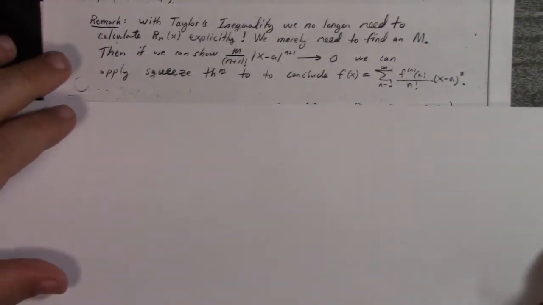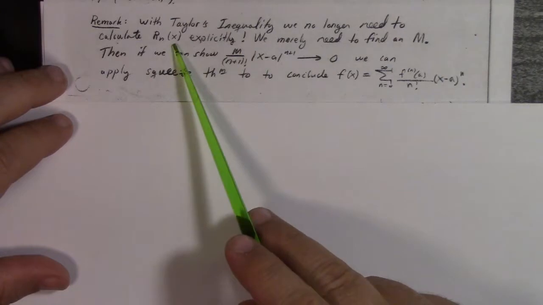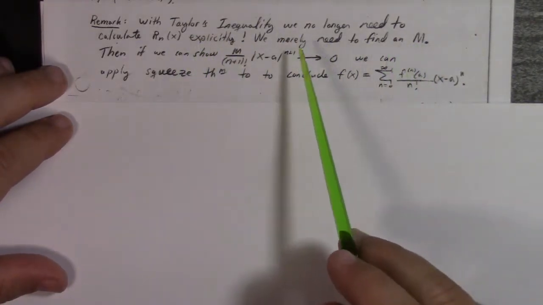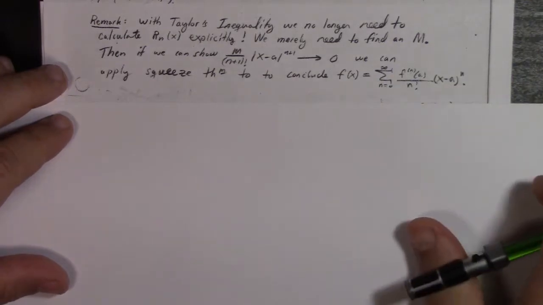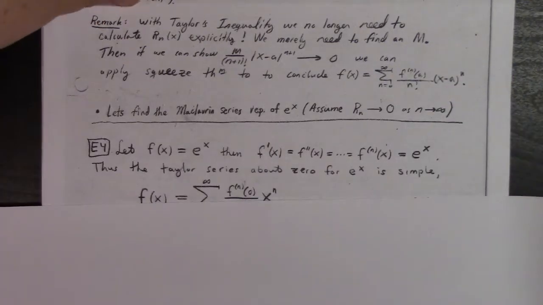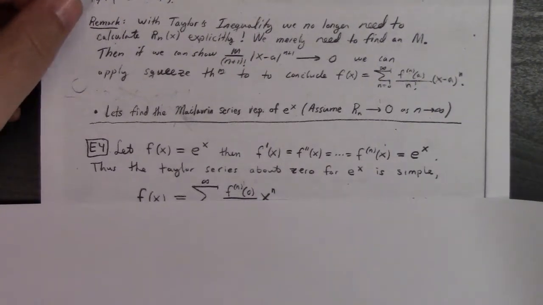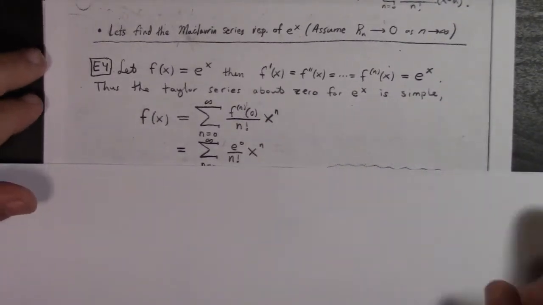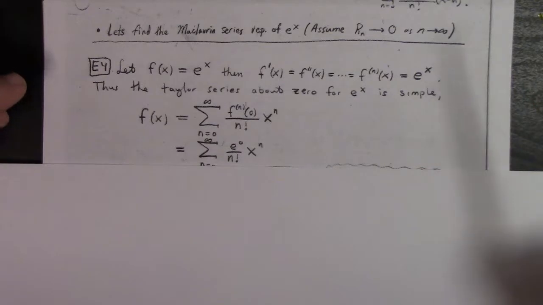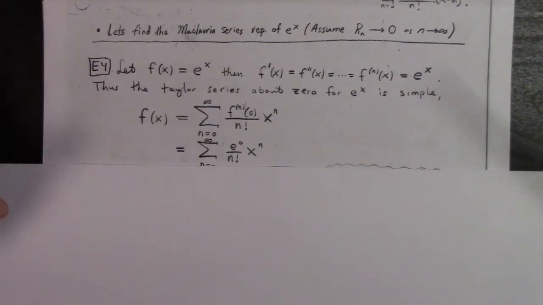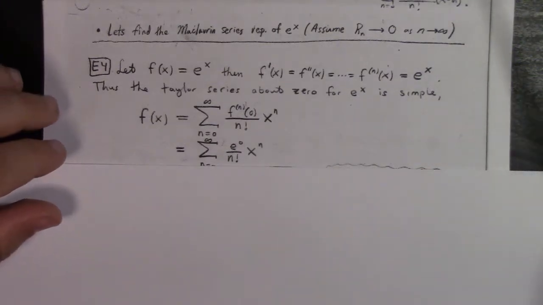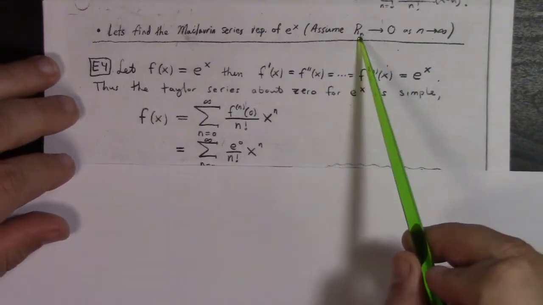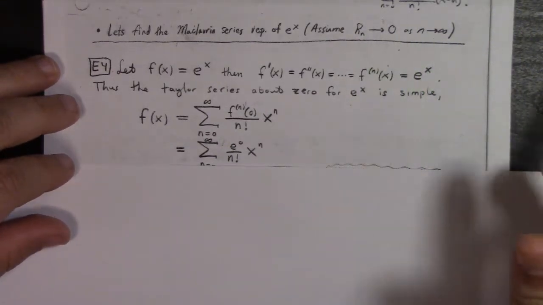So with Taylor's inequality, we no longer need to calculate Rn of x explicitly. If we can just bound the nth derivative, then we're off to the races. Anyway, we're not actually going to do that, and in fact, I won't usually ask you to do it either. What I'll say is I usually try to use language like, assuming the function has a Taylor series expansion, find it. And so that's basically freeing you from the task of showing that the remainder goes to 0, right?